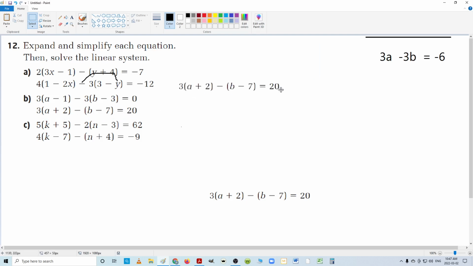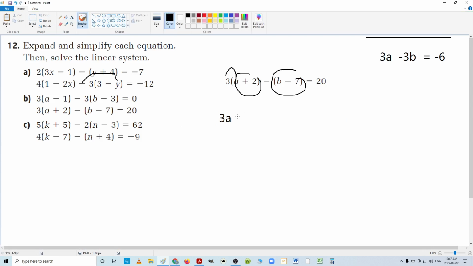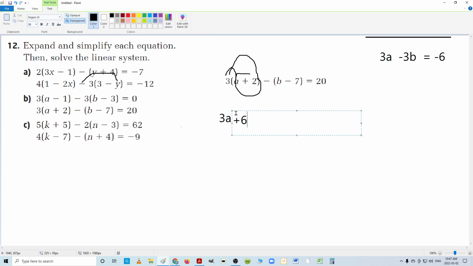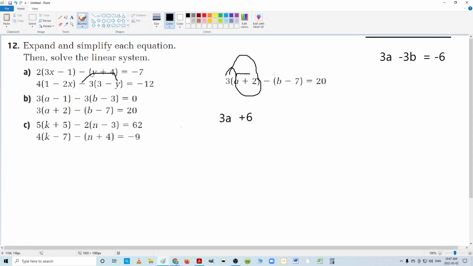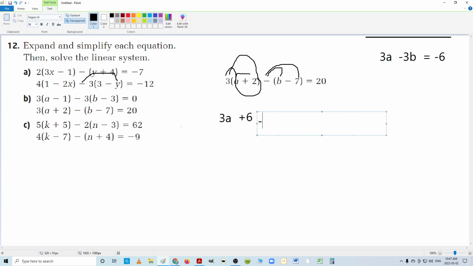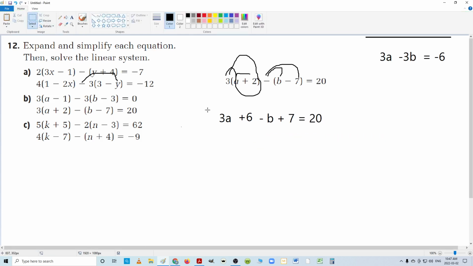This one I'm going to do a little bit faster. What's positive 3 times positive a? 3a. Remember, they're all things adding and subtracting in a bracket, so I'm going to have 4 things that add or subtract. What's 3 times positive 2? Plus 3 times positive 2 is plus 6. Then there's a minus 1 in front of the brackets over here, so essentially this bracket's just going to change their signs. I'm going to get minus b and plus 7, is equal to 20. And now all I have to do is rearrange their like terms.